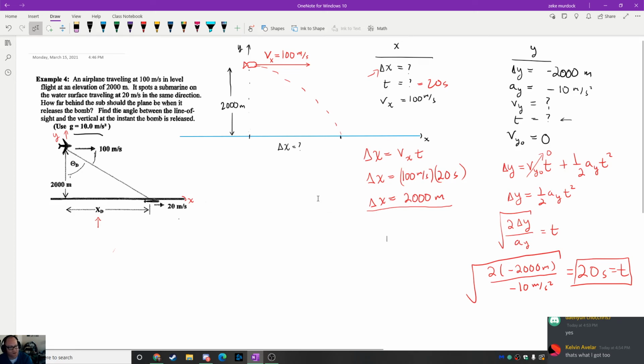So, where is the sub going to need to be if we want to hit it? Does it need to be exactly 2,000 meters in front of the plane? Does the sub need to be a little bit closer to the plane? Does the sub need to be a little farther away from the plane? Compared to the 2,000, I mean. So if we dropped the bomb when we were 2,000 meters behind it, where would the sub be when the bomb hit the water?